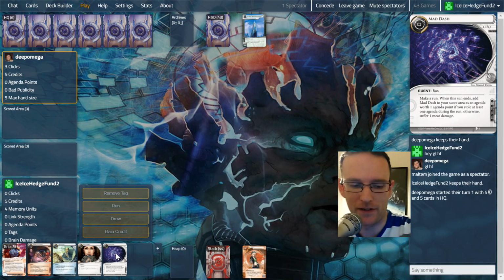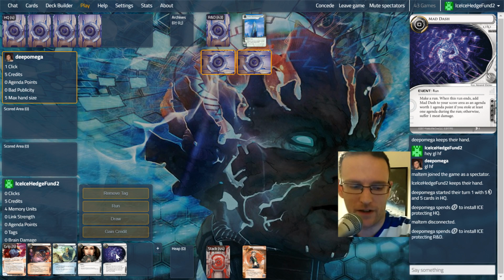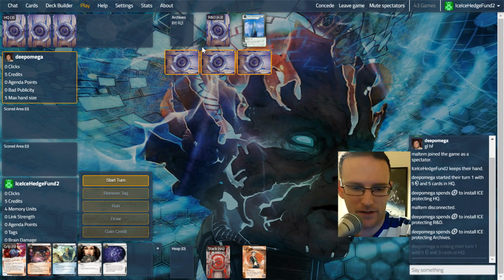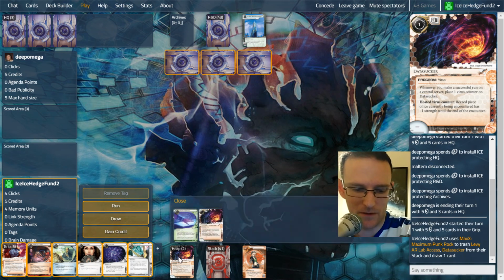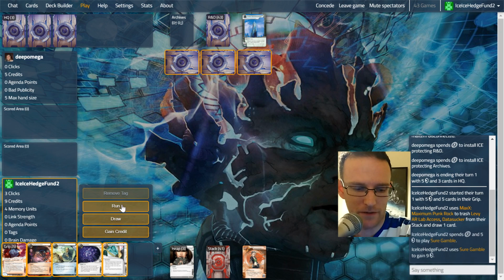So the Mad Dash is pretty useful. Aside from that, we're just looking to get our breakers and other good stuff out of Maxx. We do have a Mining Accident nice and early. They're icing up everything, and we lose Data Sucker and Levy nice and early. Okay. Let's take some money first.